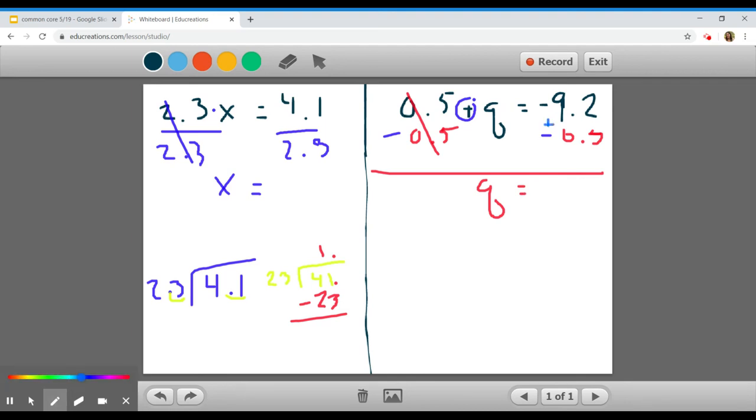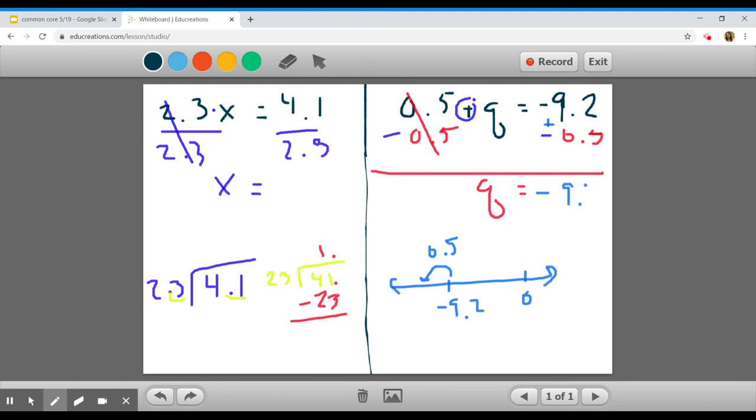Some people find it helpful to add an addition there. If I have a negative number and I'm adding another negative number, let's think about the number line. Zero's out here. I'm already at negative 9.2, and I'm subtracting 0.5. I'm going further down the number line. I'm essentially going to be adding here to get negative 9.7. And again, if I'm unsure of that, I can check by substitution.